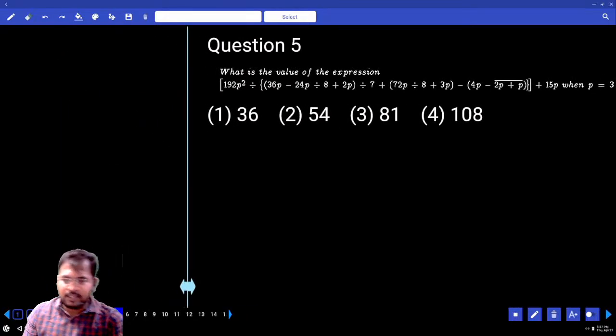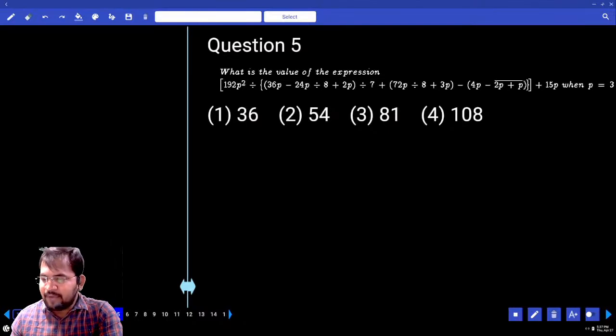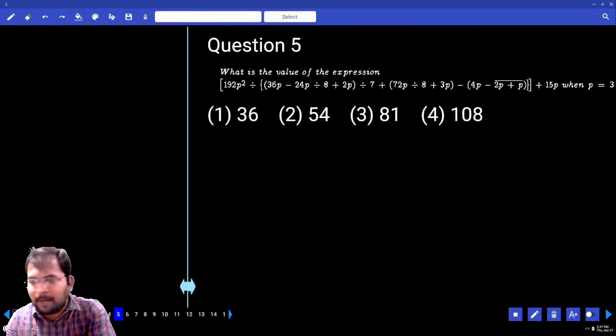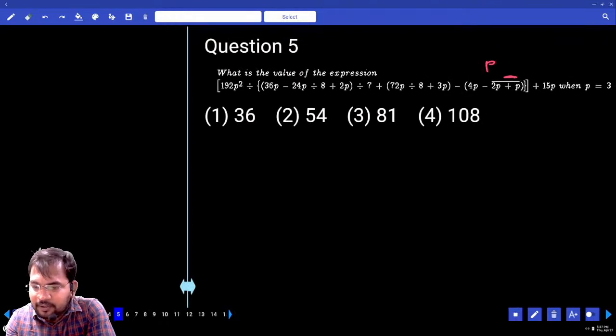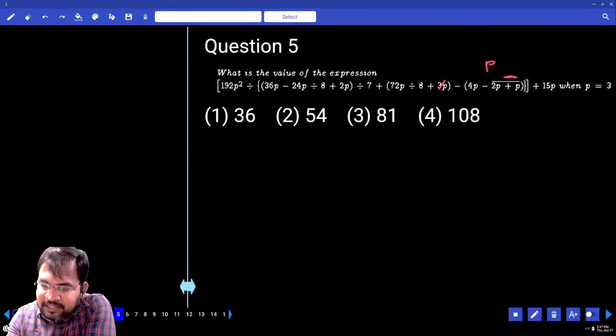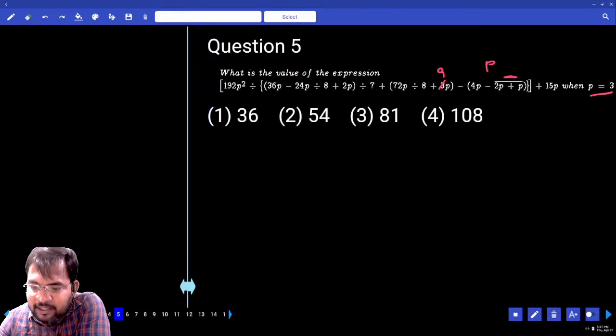Okay, no problem. See here, what is the value of p now? The value of p is 3. First of all, I have to conclude the bar under bar. So 2p plus p is nothing but 3p. 4p minus 3p is p, so this value is p. Now this is 3p. Since p is 3, 3p is nothing but 9.